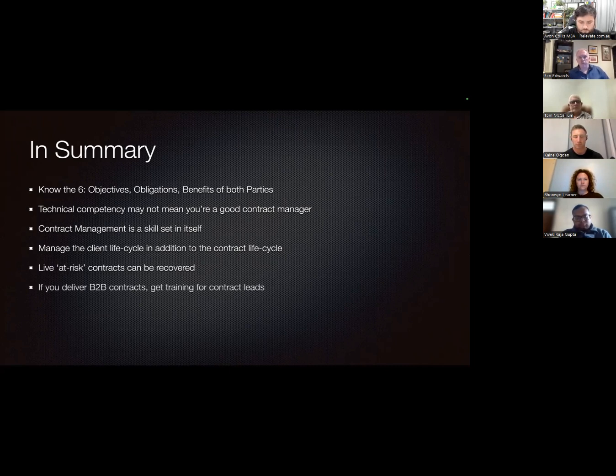And if you do deliver B2B contracts, get training for your contract leads, particularly if they only have technical competency. It's better to give them training in the management and the soft skills required of a contract manager. I can't stress that enough.